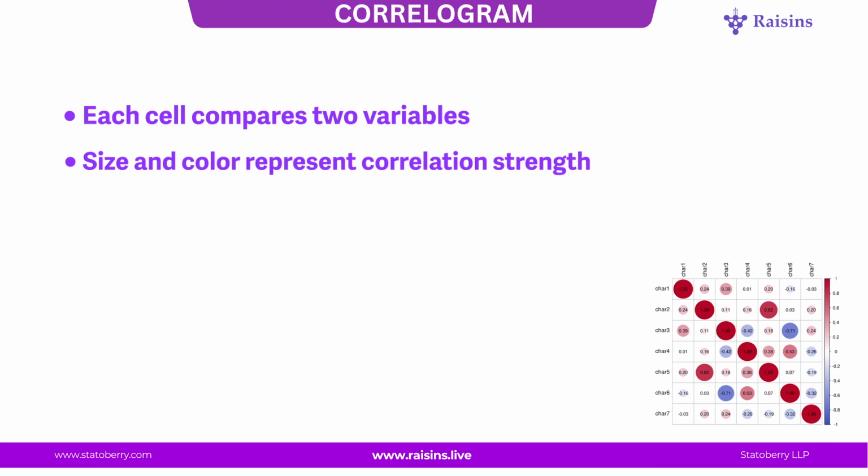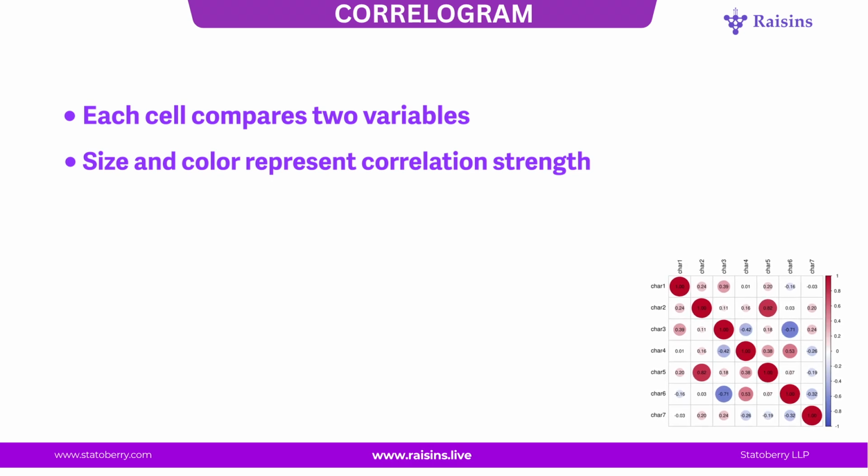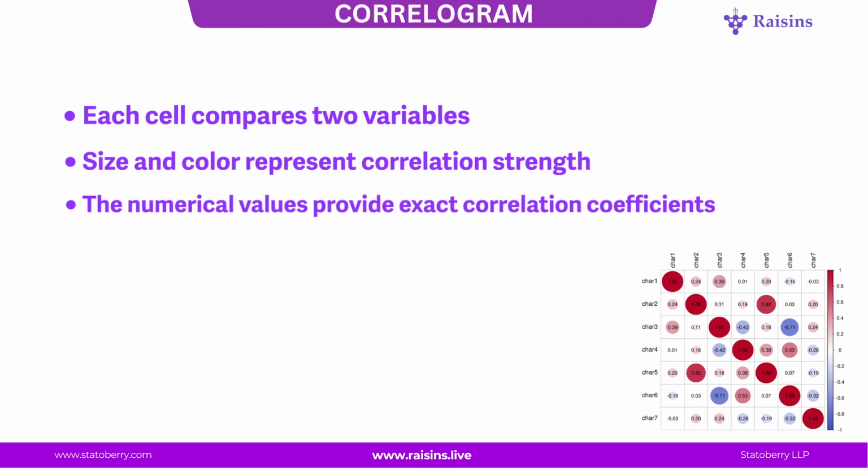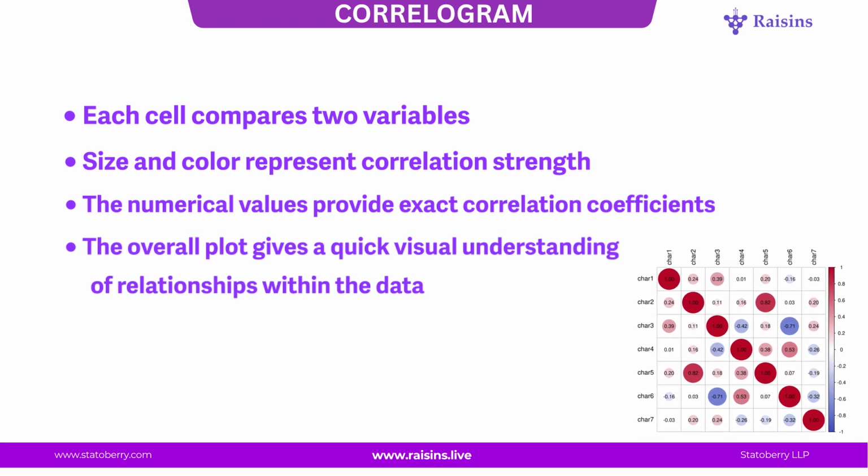So, in summary, each cell compares two variables. Size and color represent correlation strength. The numerical values provide exact correlation coefficients, and the overall plot gives a quick visual understanding of relationships within the data.